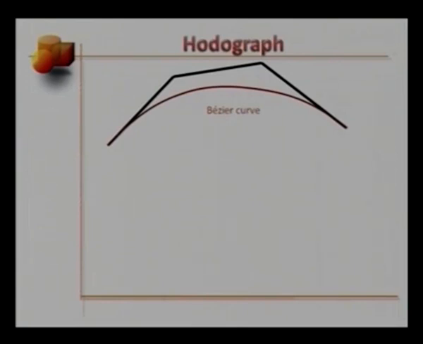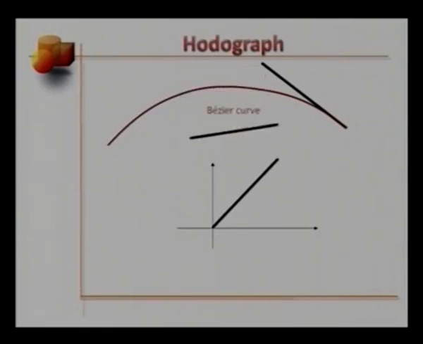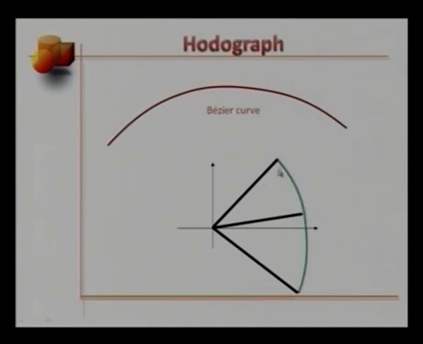This curve is a Bezier curve. Let's move these free vectors at will. I show here only one of the cases, rather one of the many cases. I coincide the tails of all these free vectors at the origin of the coordinate system. The tips here will lie on this green curve, which is the hodograph.